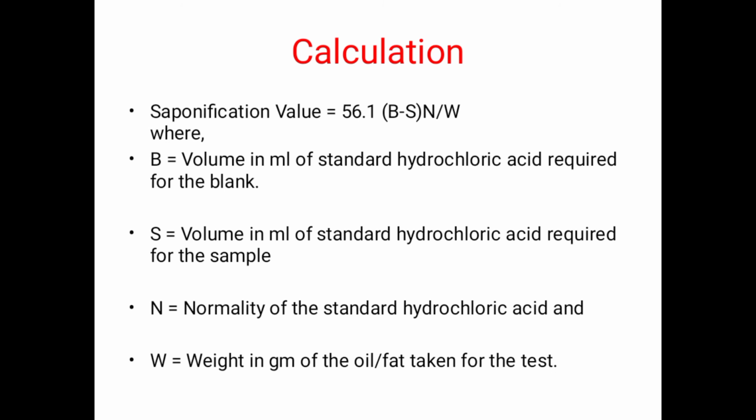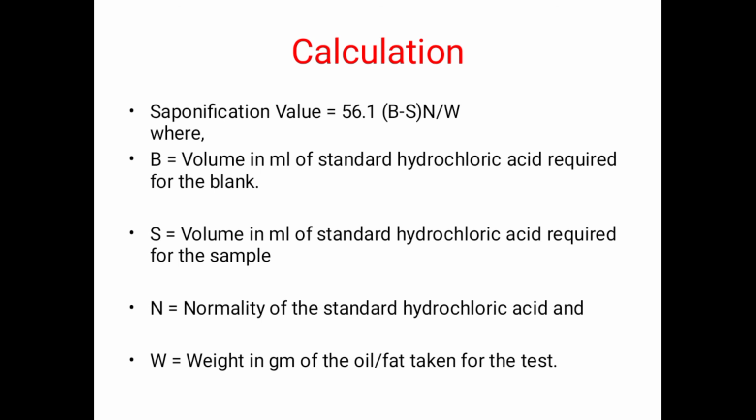So you should remember what is B. It is the volume of standard hydrochloric acid required for blank titration, means without sample, without fats or oil. Whatever alcoholic solution you have taken, which is refluxed, you titrate with hydrochloric acid solution, and whatever the burette reading is, it is capital B, the volume in ml of standard hydrochloric acid required for the blank.